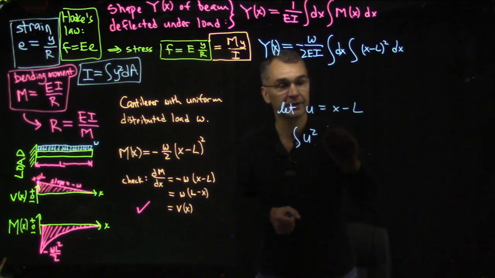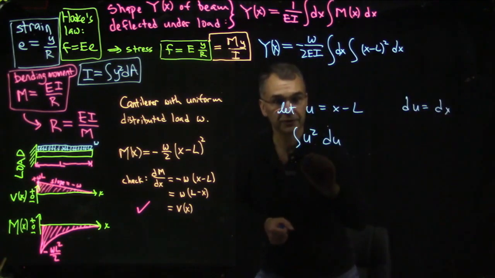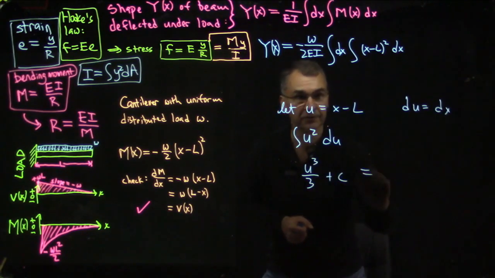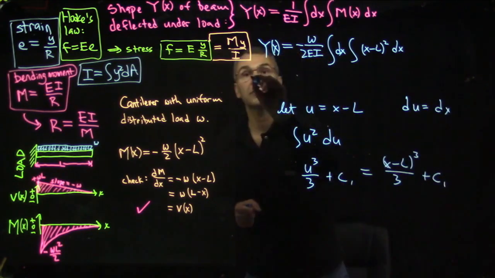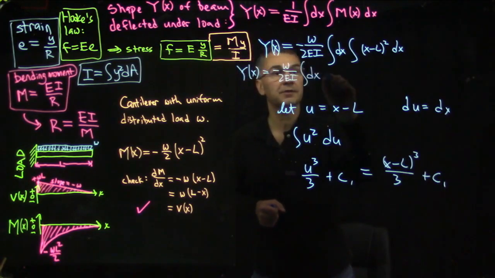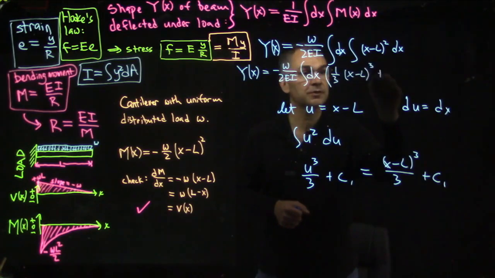integral u squared du, and then this gives us du just equals dx. So the integral of that is u cubed over 3 plus some constant. So that is (x minus L) cubed over 3 plus some constant. We'll call this C1 because there'll be a second constant. So this is y prime of x is minus w over 2EI. We're going to integrate one more time, and we have 1/3 (x minus L) cubed plus a constant.